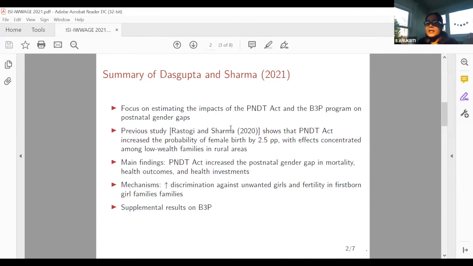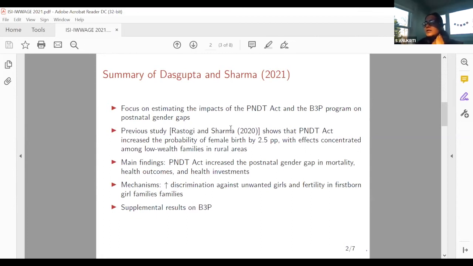So it suggests that it prevented people from having sex selective abortions, and the effects were more concentrated in poorer families in rural areas. So the main finding then, the second stage of this paper, is that the act then reduced prenatal discrimination or sex selection, but in turn increased postnatal gender gaps in mortality, in health outcomes, in health investments.